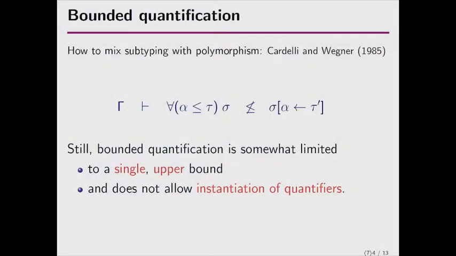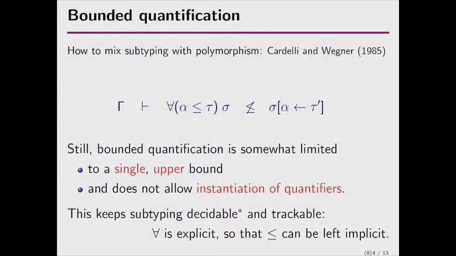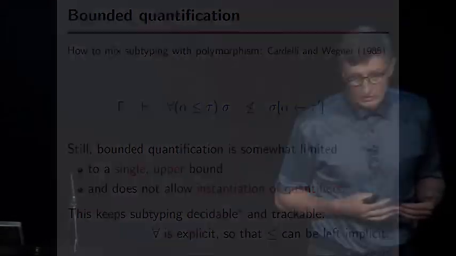Still, despite being very expressive, it still lacks a few things. For instance, it only allows a single upper bound. Why should it be so? Because subtyping, a priori, is an asymmetric relation. And also, subtyping doesn't allow type instantiation of quantifiers. Well, this is not a mistake of design, of course, but a design choice. The choice was to make subtyping decidable according to the right variant of the rule you choose, and tractable. And by keeping quantifiers explicit, so that subtyping could be implicit. So this is a good balance point in System F-sub.